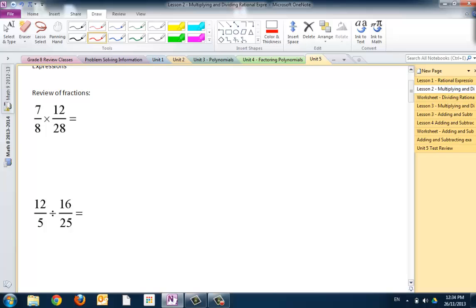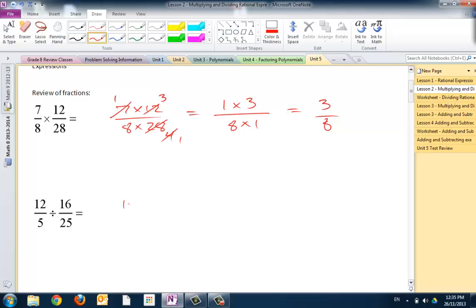Remember that when we have two fractions and we are multiplying them, we multiply the numerators together and we multiply the denominators together. Once we have that, we also have the opportunity to start canceling or simplifying. So I can take a 7 out of there and get 1, and a 7 out of there and get 4. I can take a 4 out of there and a 4 out of there and get 1 and 3. And that leaves me with 1 times 3 in the numerator and 8 times 1 in the denominator, which of course is 3/8.